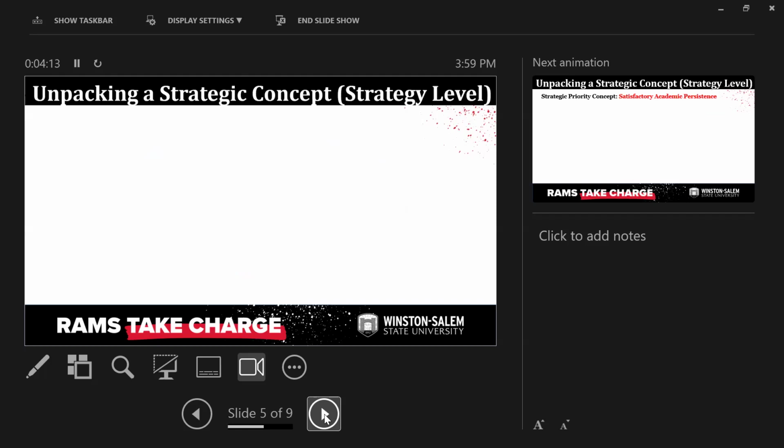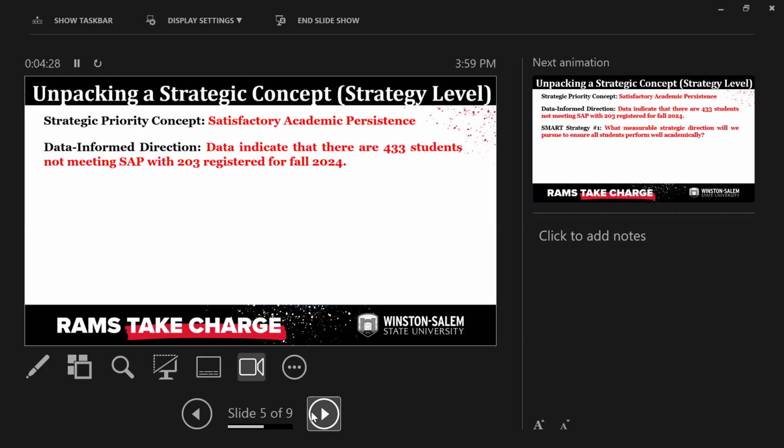So let's talk about unpacking a strategic concept at the strategy level. I'm going to use satisfactory academic persistence to drive this example. We know that this is a priority concept for us because our data tell us that right now we have 433 students not meeting satisfactory academic progress. And of that 433, there are 203 who are registered for the fall. So it's imperative that those students meet satisfactory academic progress so they can begin their courses in the fall and they can count toward our enrollment numbers. So we know that this concept makes sense because of our data.